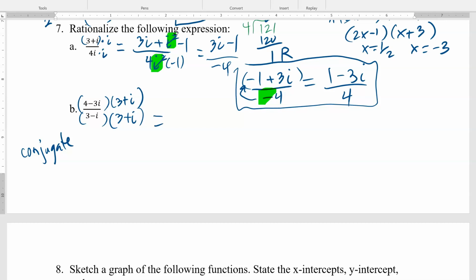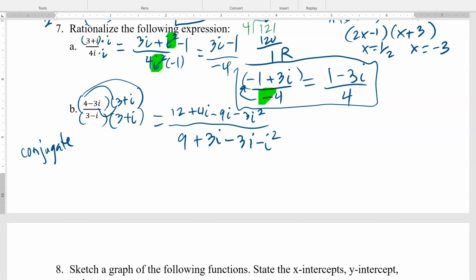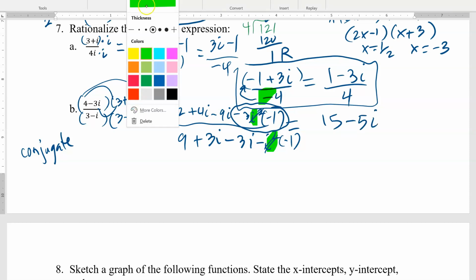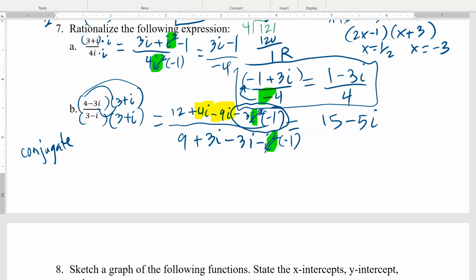Distributing the top, we get 12 minus, or what is that, plus 4i, minus 9i, and then minus 3i squared. On the bottom, we get 9 plus 3i minus 3i minus i squared. We are going to clean this up, but take all the i squareds first and replace them with what? Negative 1. So really, this becomes 12 plus 3, because 3 times negative 1 is negative 3, so minus negative 3 is plus 3, is 15. Minus 5i, that's combining the like terms here. Down here, this becomes a 9 minus negative 1, so plus 1. 9 plus 1 is 10, and the i's in the middle cancel out.